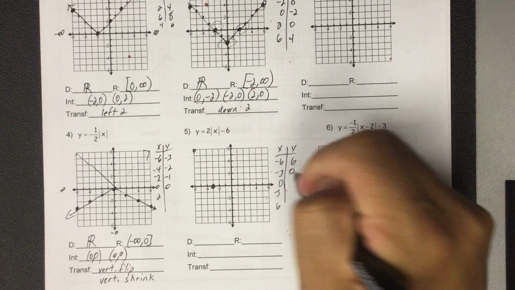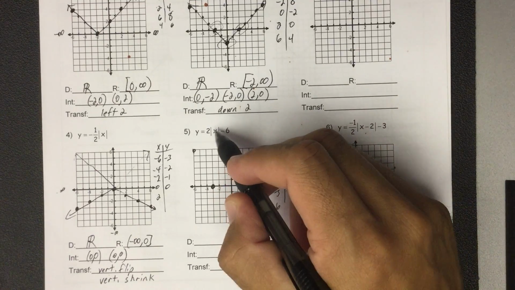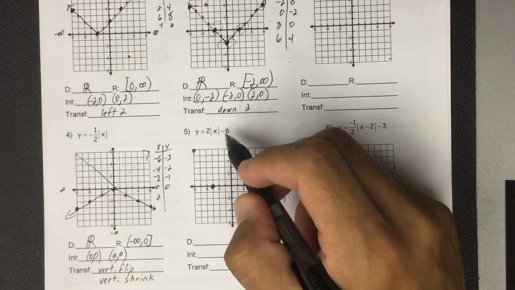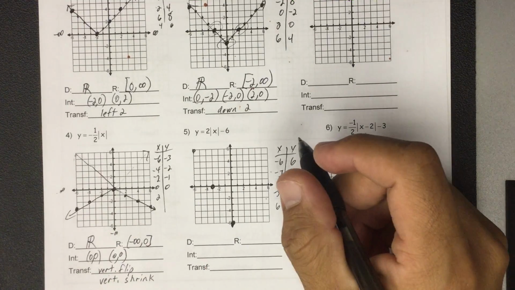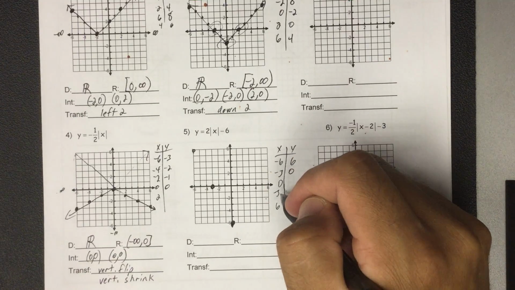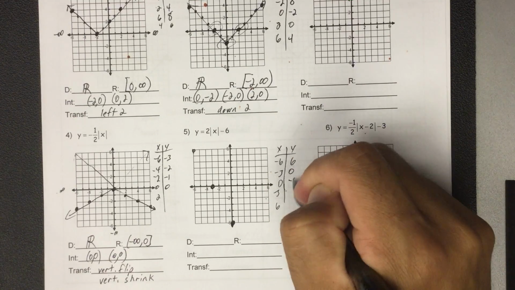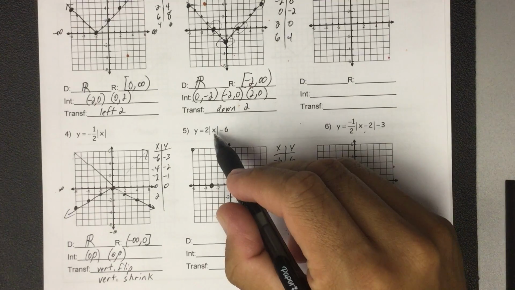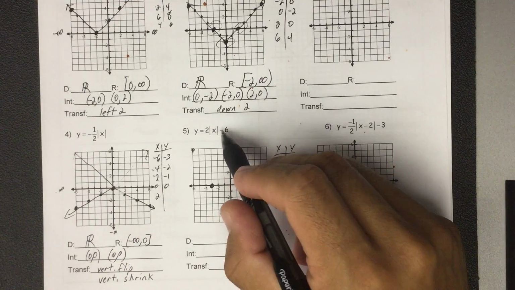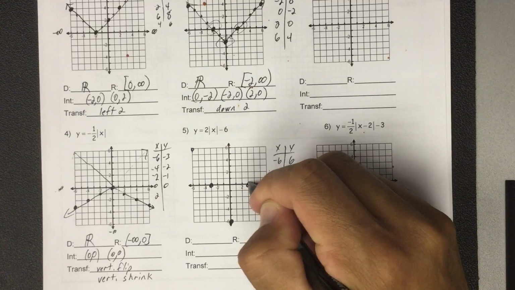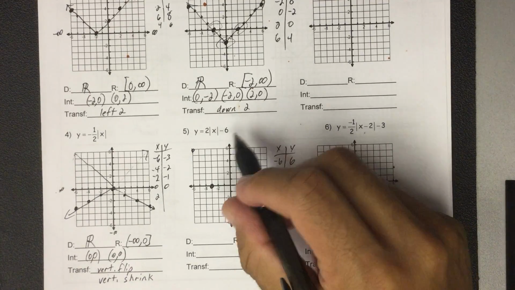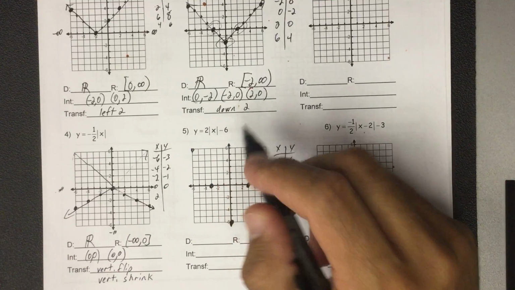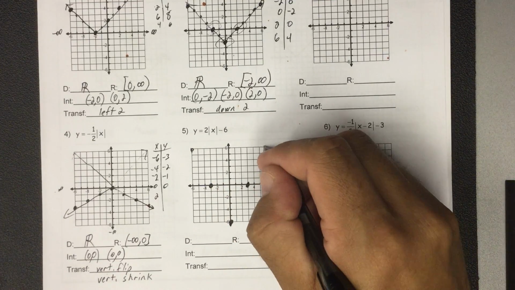And then 0, put a 0 in there. So 0 times that is all 0, minus 6 is negative 6. Okay, 3. 3 times 2 is 6. 6 minus 6 is 0. And then 6. 6 times 2 is 12. 12 minus 6 is 6.